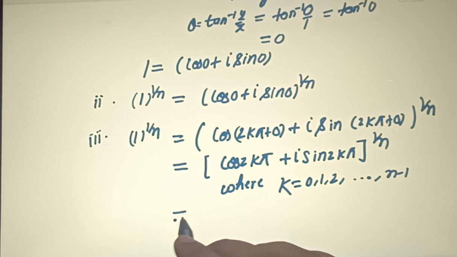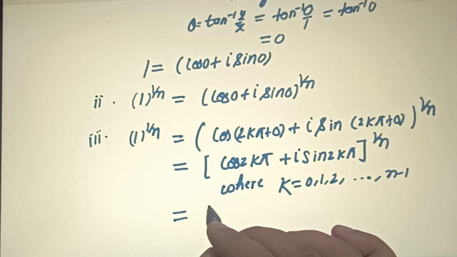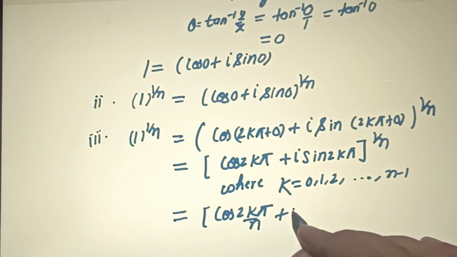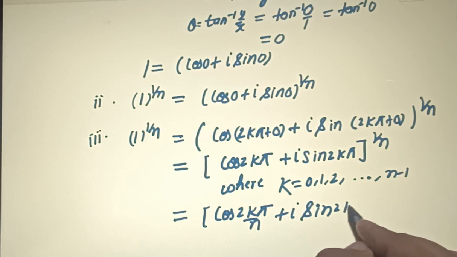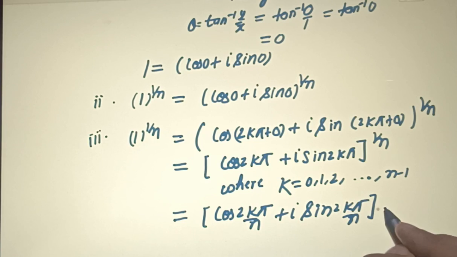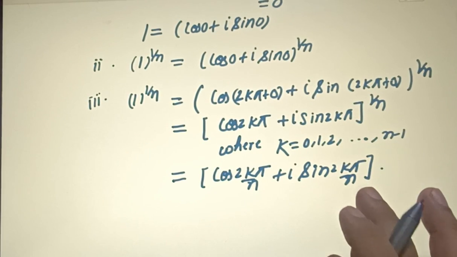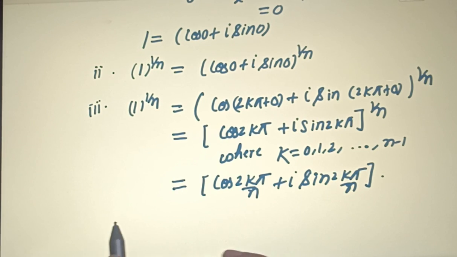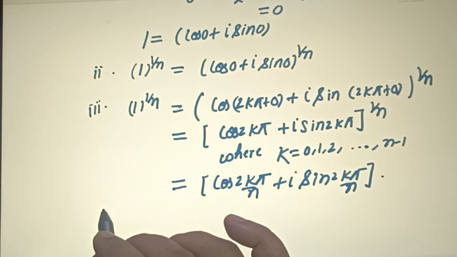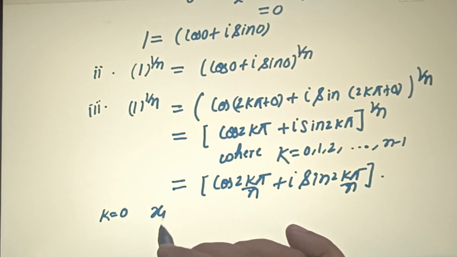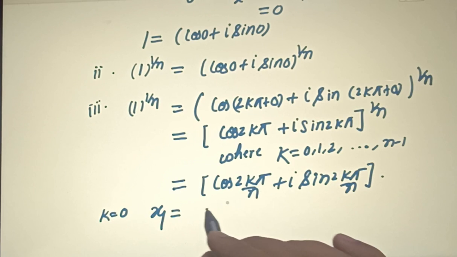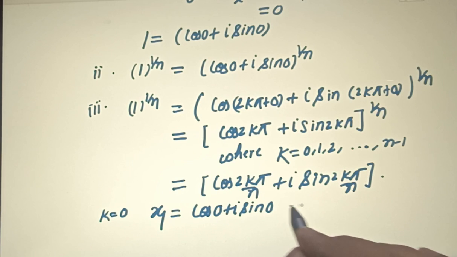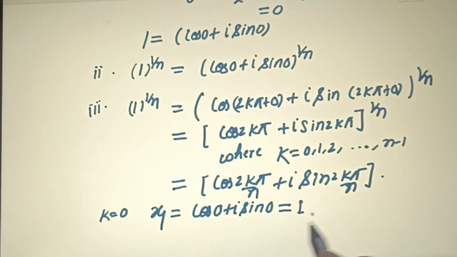Next, we apply De Moivre's theorem here. So you will get cos 2 k pi by n plus iota sine 2 k pi by n. This gives the nth roots of the unity for the different values of k equal to 0, 1, 2, 3, up to n minus 1. For k equal to 0, you will get the first root: cos 0 plus iota sine 0. The value of cos 0 is 1, so your first root is 1.